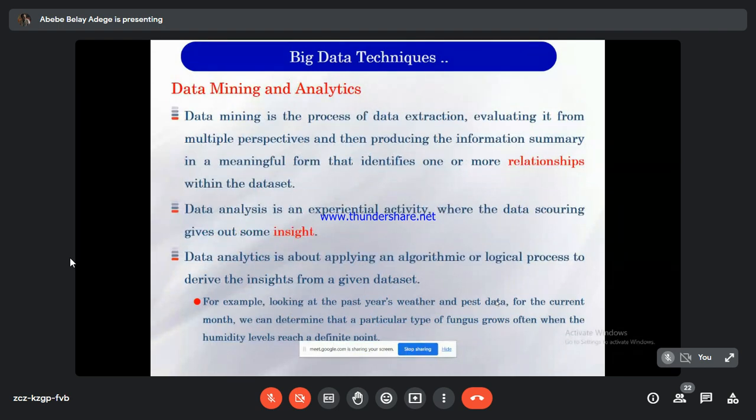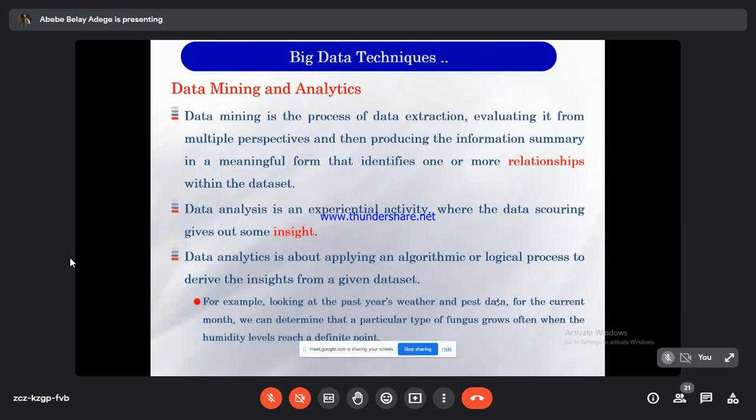This is data mining: extracting very relevant information from a huge data set. It is called data mining, extracting data, and then evaluating it, transposing it, summarizing it, and then executing the summary or reporting it. That is the task of data mining. So big data can be handled using data mining.